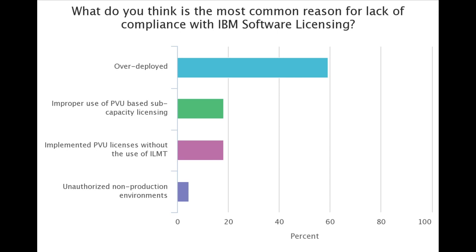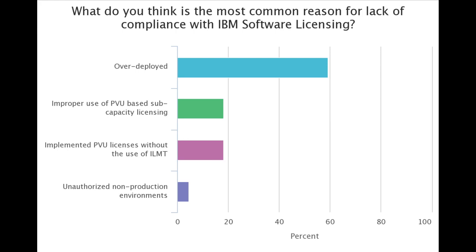All right, I'm going to go ahead and close this out. Looks like we're getting all the answers we're going to get. Interestingly, most people thought the answer was that they were over deployed, with 18% split on improper use of PVU-based subcapacity licensing, and 5% unauthorized. Interesting spread here. By far and away, most people said over deployed.